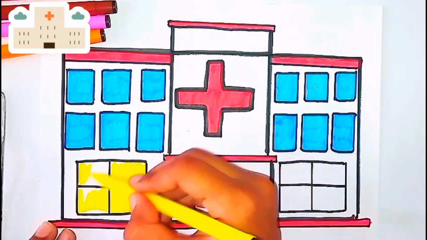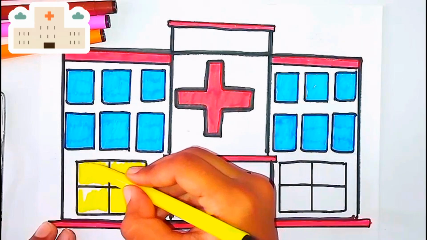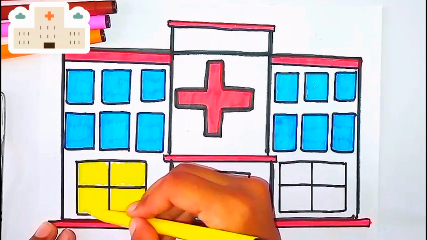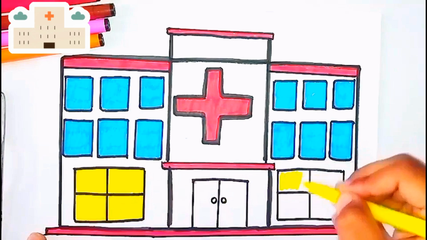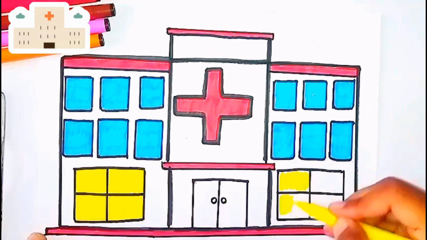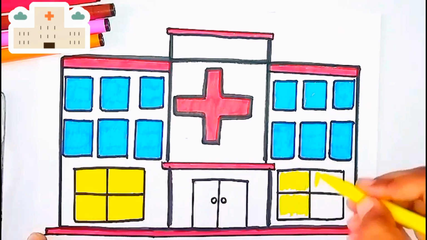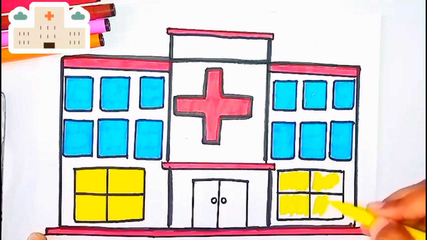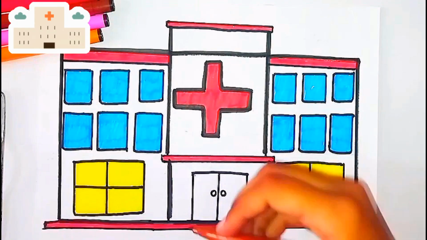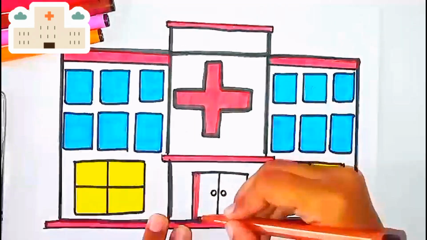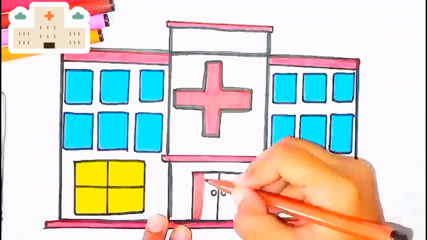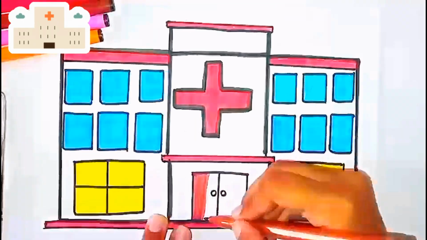Let's color with me. First of all, use the blue color in the windows. I like blue color so much. Do you like this color? Now use the blue color on the other side of the windows. Now I use the yellow color in the windows. Wow, yellow and blue color look so beautiful and awesome. I like this color so much.